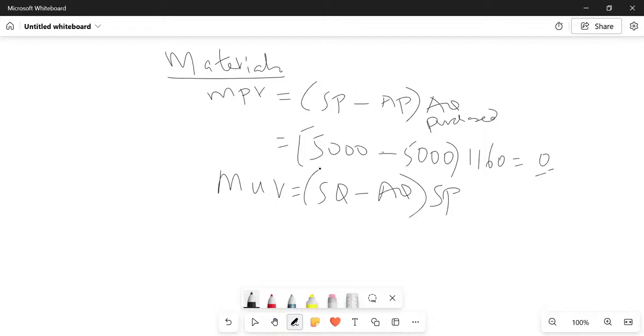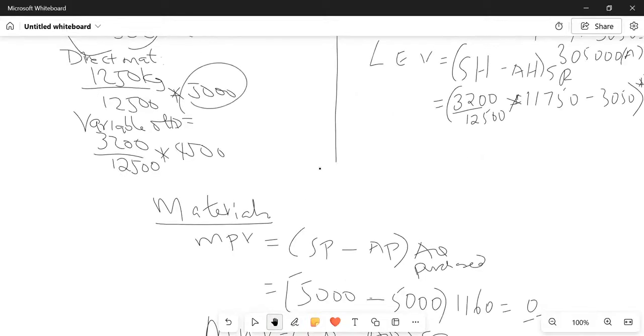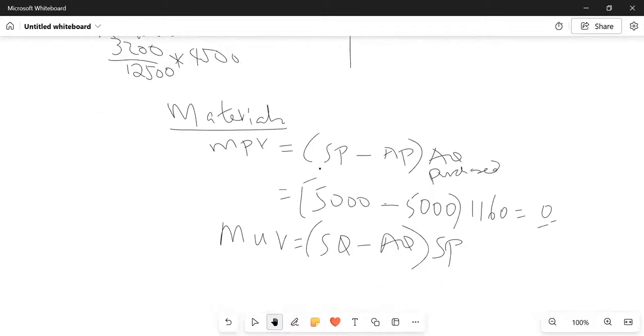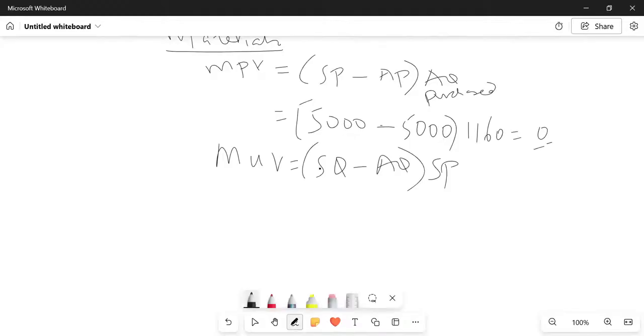So standard quantity, already we have this. The quantity that we have, ladies and gentlemen, is given to us. So standard quantity is 1250 over 12,500, but times actual production. You told me that you were able to do 11,750 kilometers. Do we have the actual quantity of materials used? 1160.